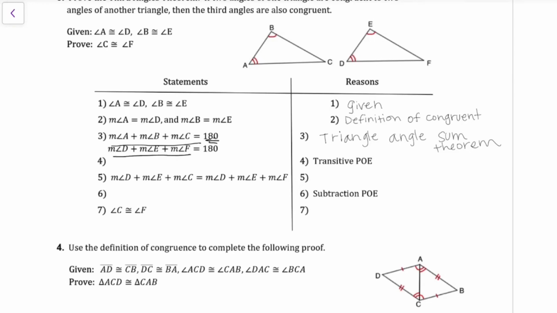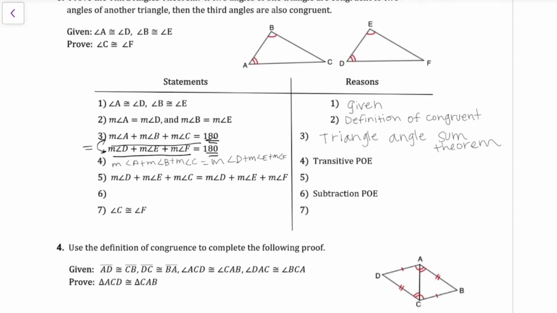Okay, so since A, B, and C add up to 180 degrees, and D, E, and F add up to 180 degrees, those have to be equal to each other. So on the next line, we're going to put the measure of angle A plus the measure of angle B plus the measure of angle C is equal to the measure of angle D plus the measure of angle E plus the measure of angle F. And that is because of the transitive property. If two things are equal to some number, then they're equal to each other.